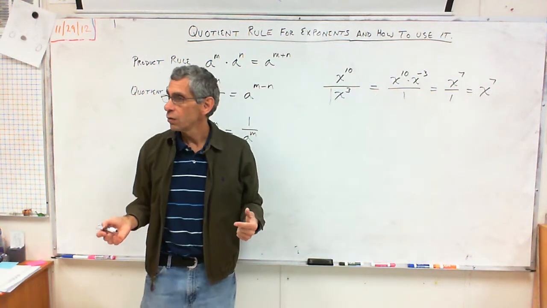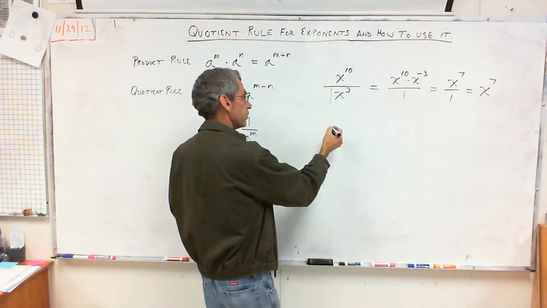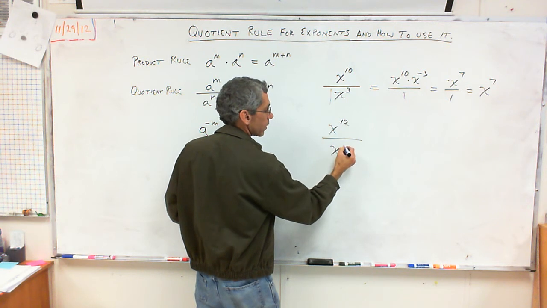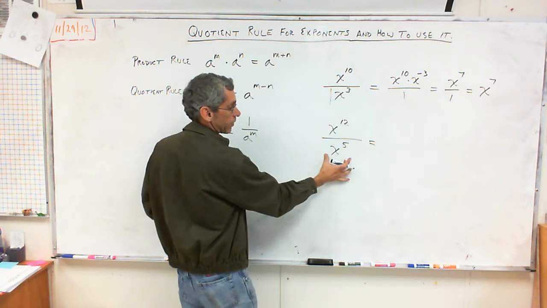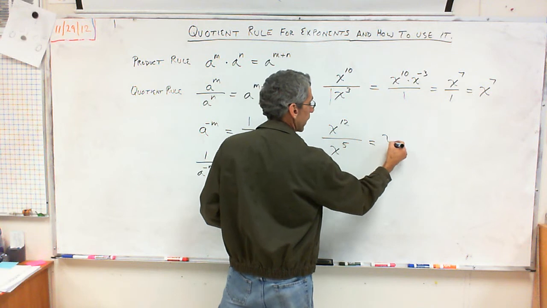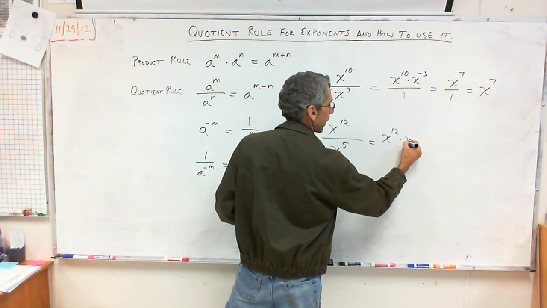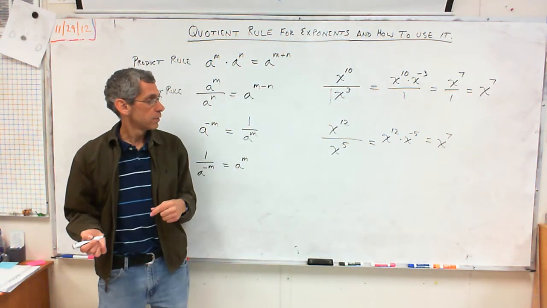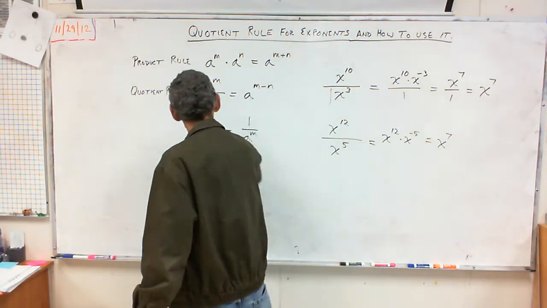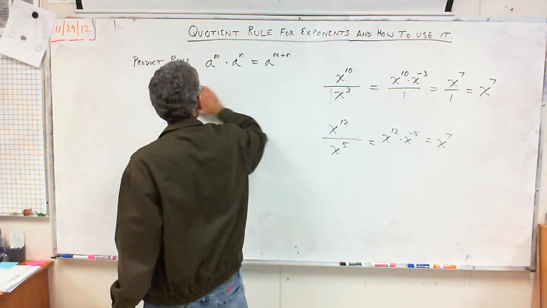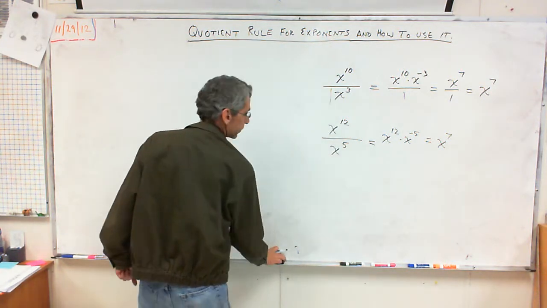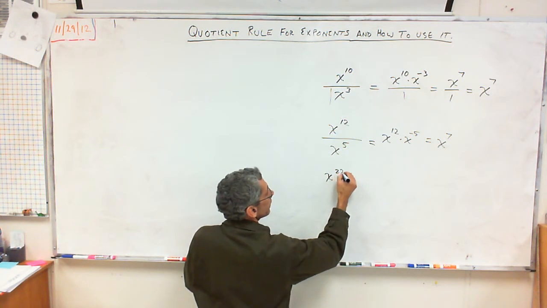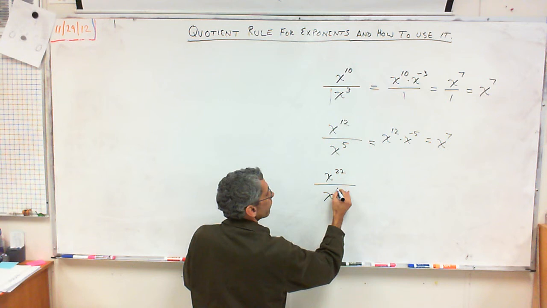All right, so now let's try another one. X to the 12 over x to the 5. If that 5 goes upstairs, it's going to be x to the 12 times x to the negative 5, which is x to the 7 again, right? Now watch. This is where it's useful. Let's do one more. Let's say we do x to the 22nd over x to the 44.